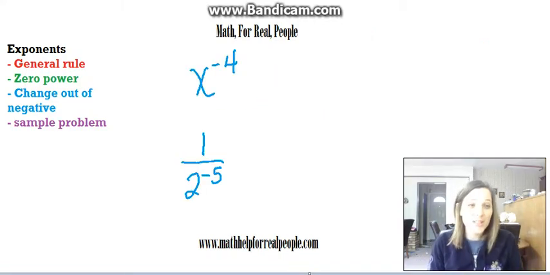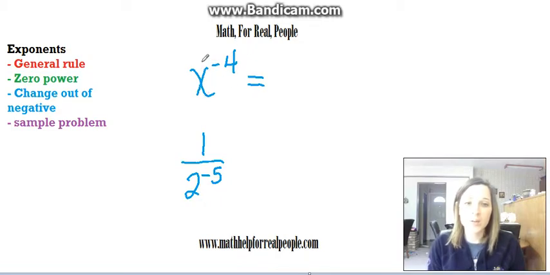Okay, so now let's look at changing out of the negative. A lot of your textbooks will say you can't have a negative exponent. Well, how do you fix it? You simply put it on the opposite side of the fraction bar. It's going to mean the same thing, but look different.